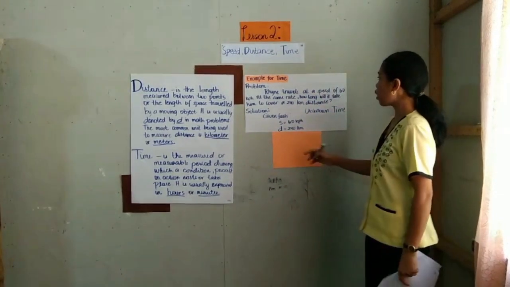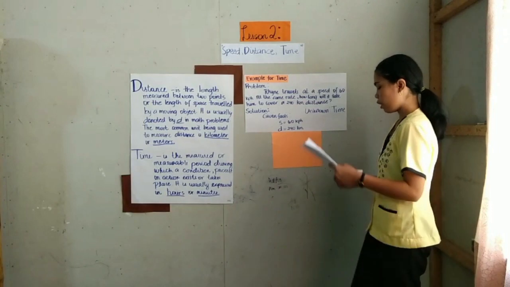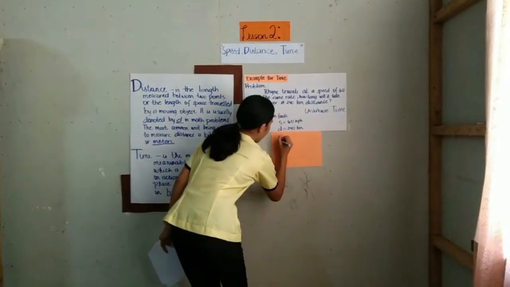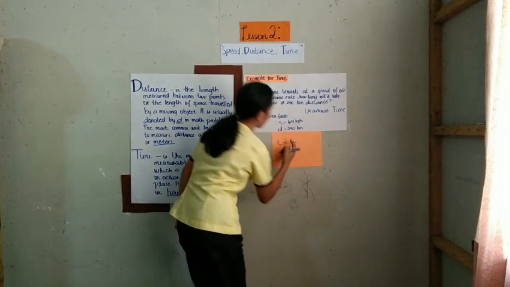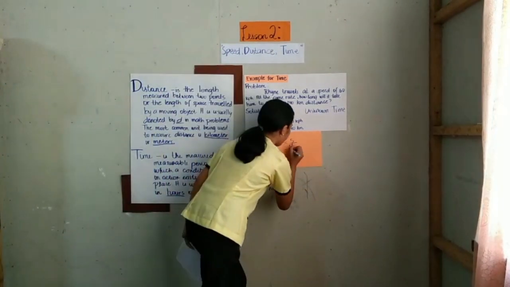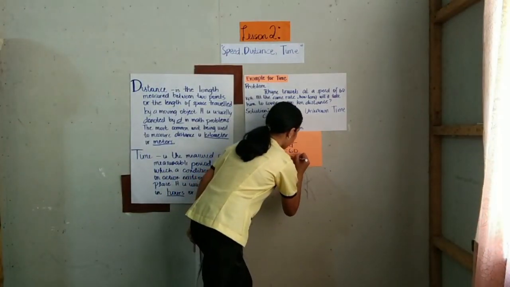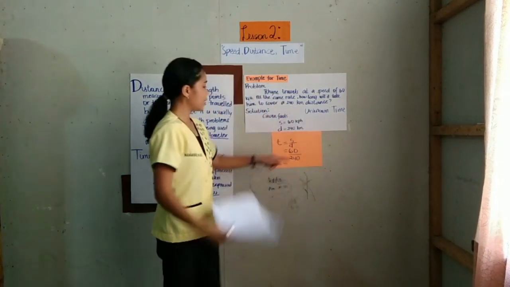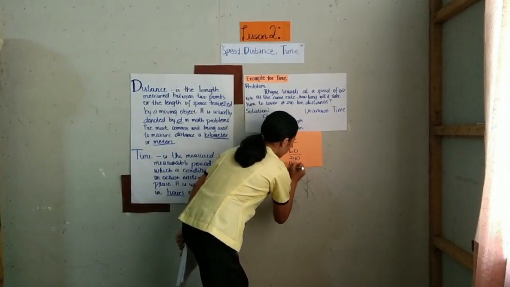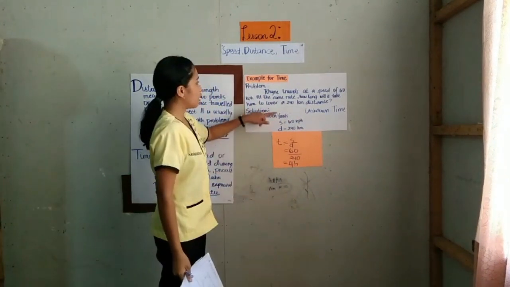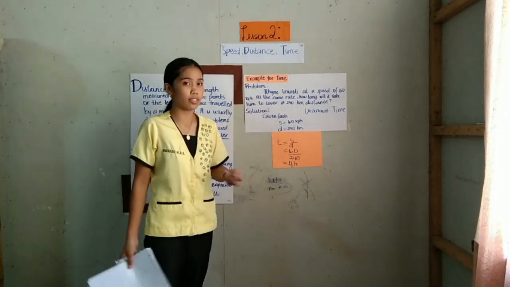So therefore, we are going to divide speed and the distance. So here it is. Time is equal to distance over speed. The distance here is 240 kilometers and the speed is 60 km per hour. So 240 divided by 60 is equal to 4. Therefore, it takes 4 hours to get him to his destination.